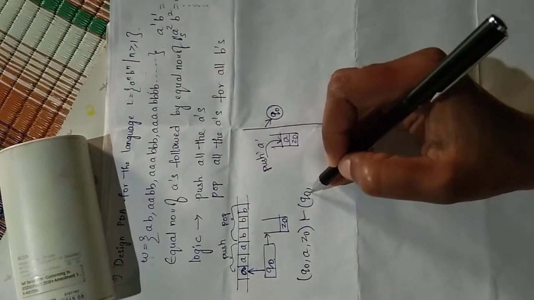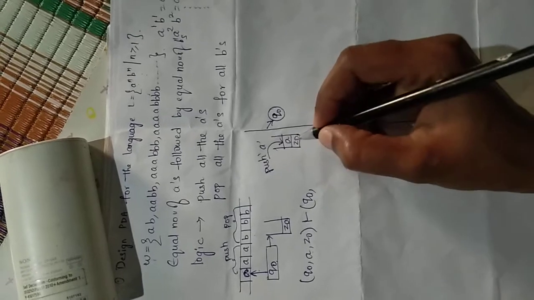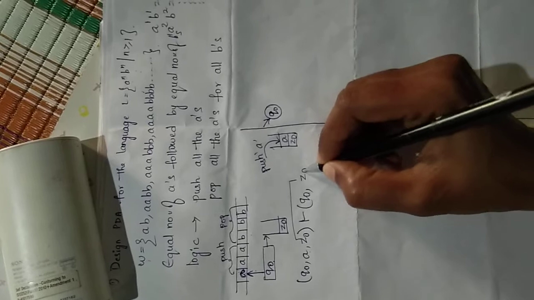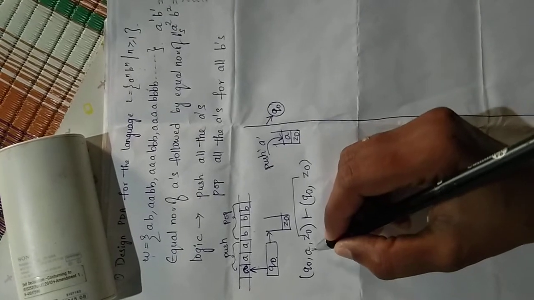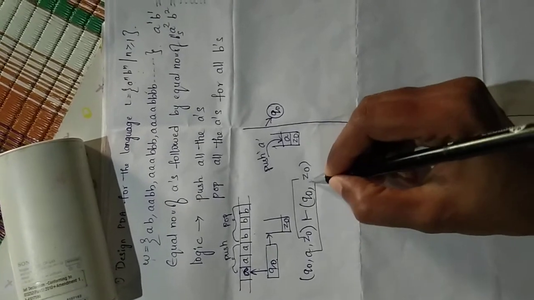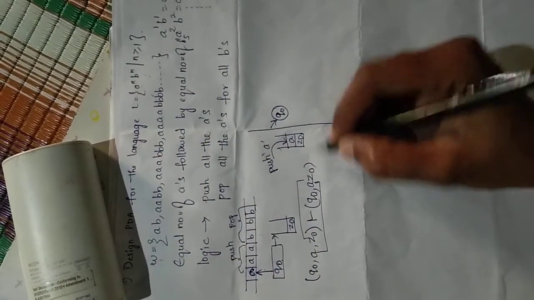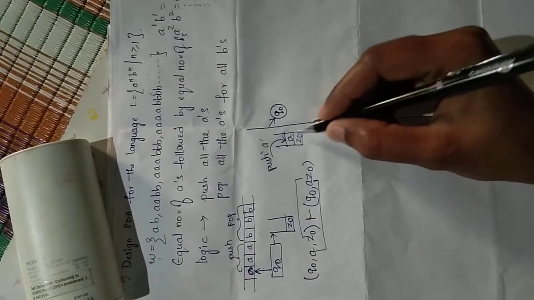So I am taking the same state, Q0 state. And what is the previous stack symbol? Previous stack symbol is Z0 only. Now what is the pushing symbol here? I am pushing the A symbol here. Write it here: A and Z0. Now the top two symbols are A followed by Z0.